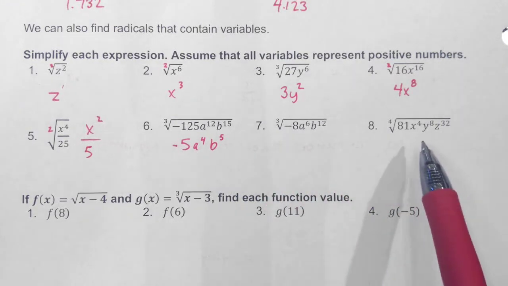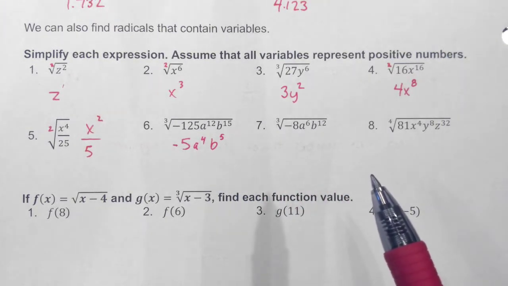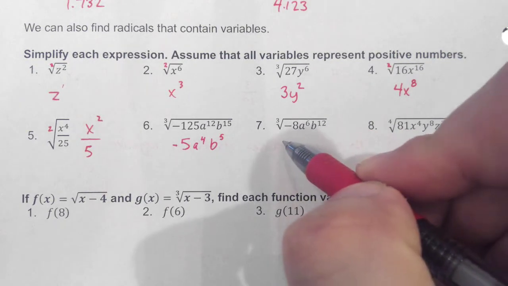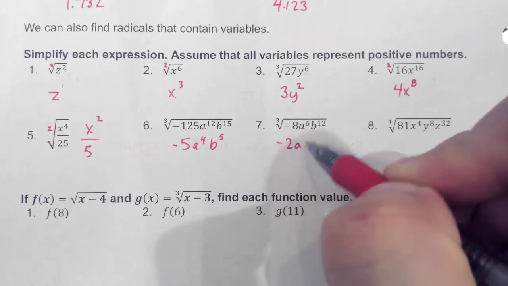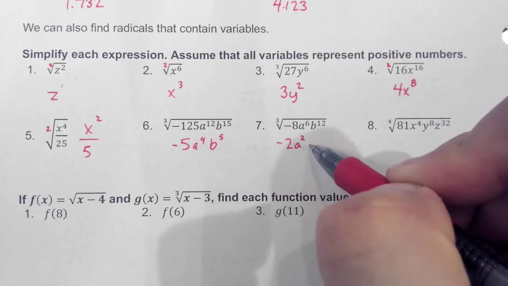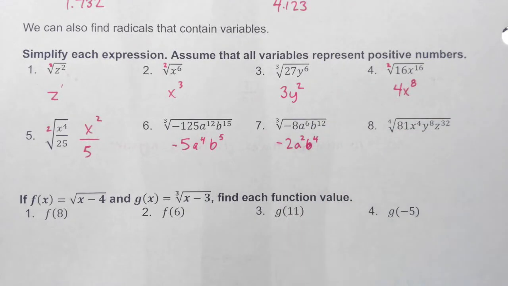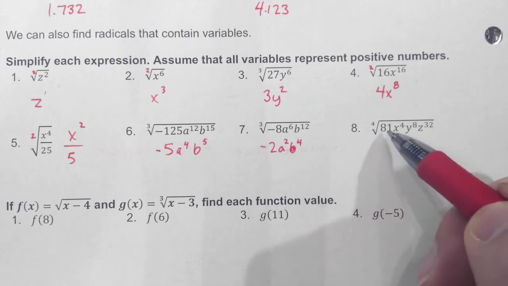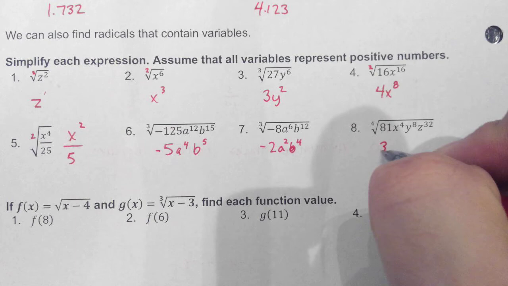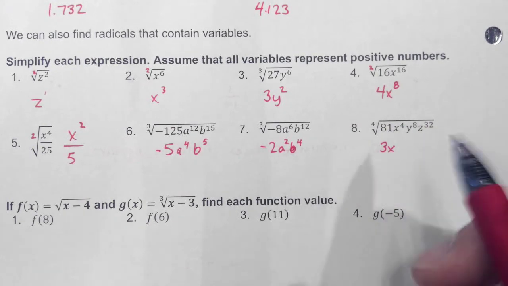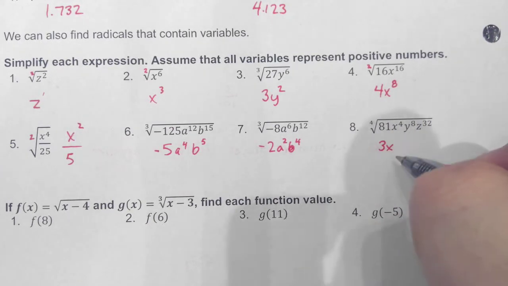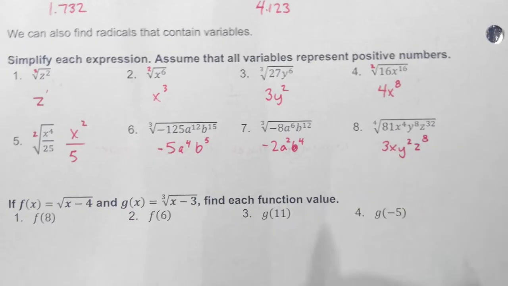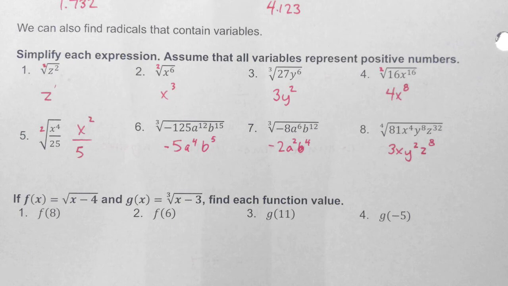So why don't you try 7 and 8? Pause the video, try them, see if you get them right. Otherwise, here we go. This is going to be negative 2, 6 divided by 3 is 2, 12 divided by 3 is 4. So negative 2, a squared, b to the 4th. And on number 8, the 4th root of 81 is 3. 4 divided by 4 is x to the 1st, but I wouldn't put the 1st. 8 divided by 4 is y to the 2nd. 32 divided by 4 is z to the 8th. So 3xy squared, z to the 8th.